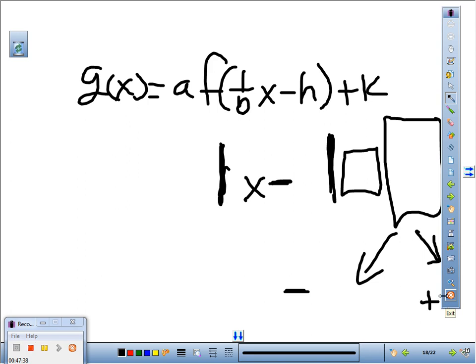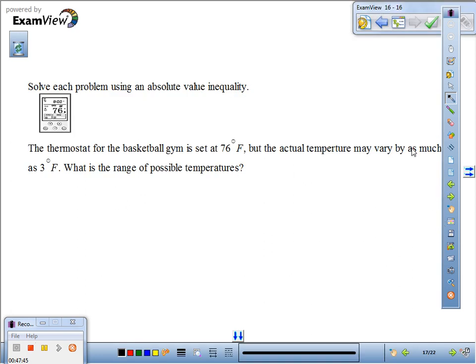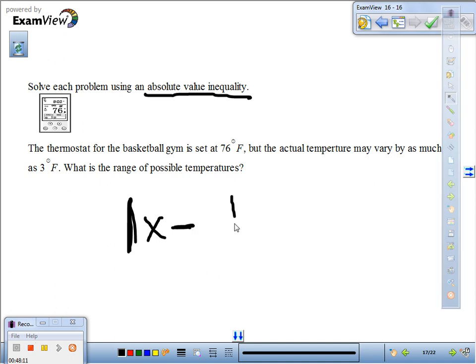All right, let me go back to problem number 16. It reads, the thermostat for the basketball gym is set at 76 degrees Fahrenheit. But the actual temperature may vary as much as 3 degrees Fahrenheit. What is the range of possible temperatures? So they want us to write an absolute value inequality. What is the first thing we write? Absolute value of x minus a number, and we need an inequality sign. Question, could it be more than 76 plus the 3? No, it has to be less than that. So we have to write less than or equal to.